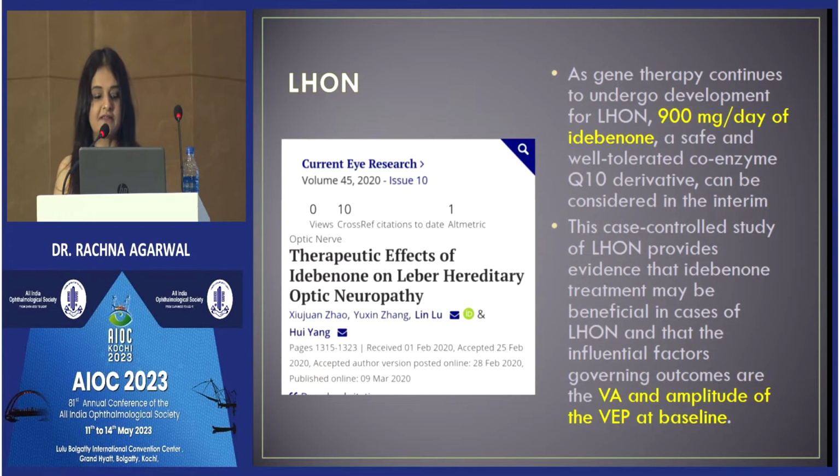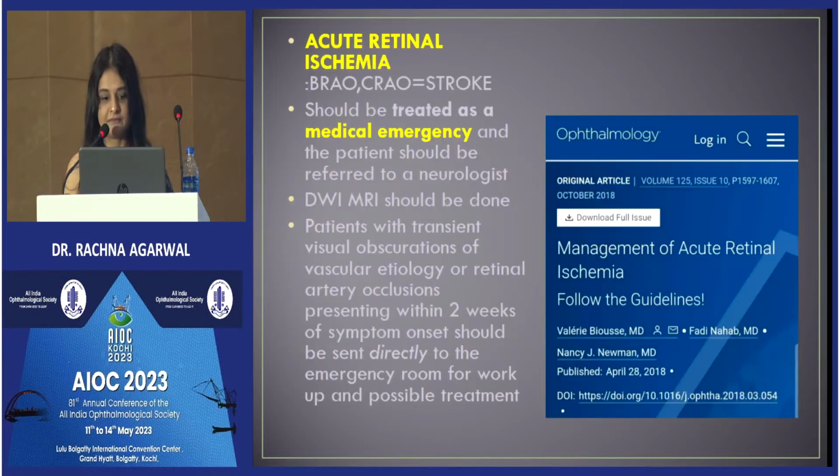Coming on to Leber's hereditary optic neuropathy, as we know, gene therapy continues to undergo development. The latest drug to come is idebenone, and it is available in India under the trade name Raxone. It is the newest thing. This drug helps not only to improve the visual acuity but also the amplitude of VEP at the baseline, as already proved.